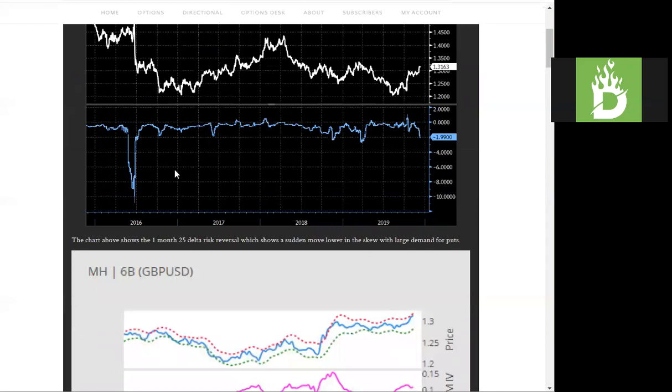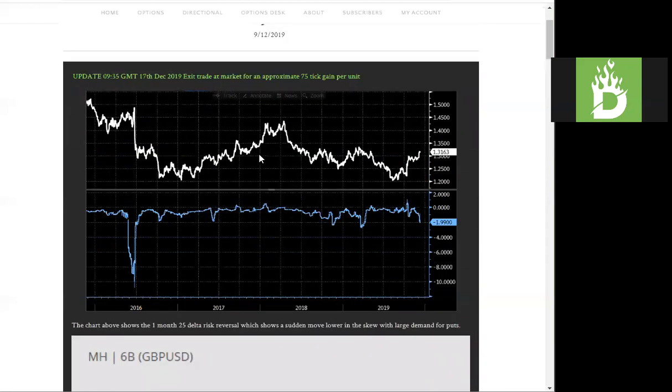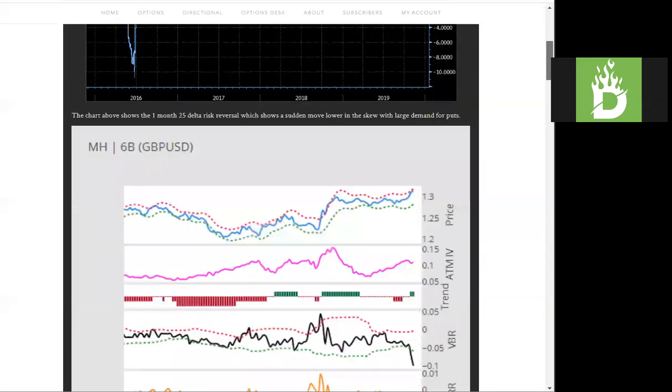Now, the reason this made money was actually due to luck rather than anything else, and I'm not really here for luck. I want repeatable strategies. Even though we made 75 ticks per unit, which at 625 a tick is okay profit, it's still not good enough in my opinion. Why is that? Let's just go through the trade quickly.